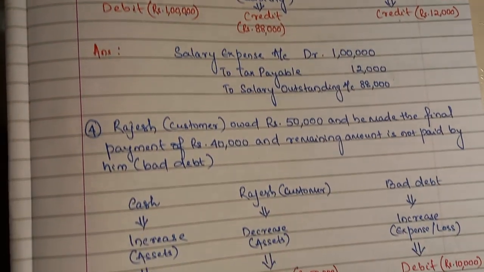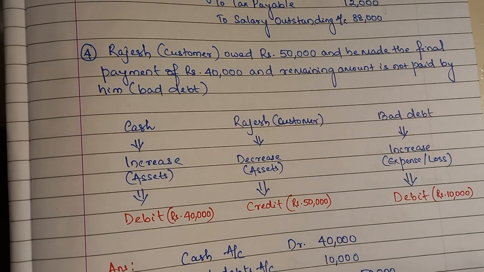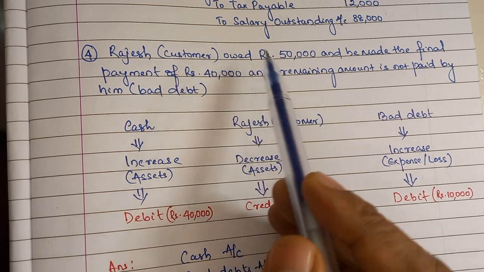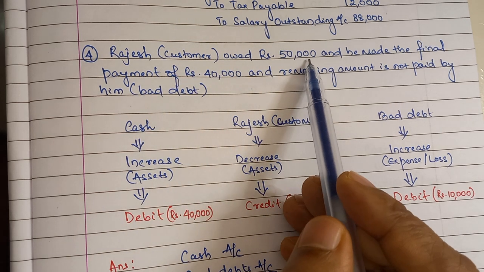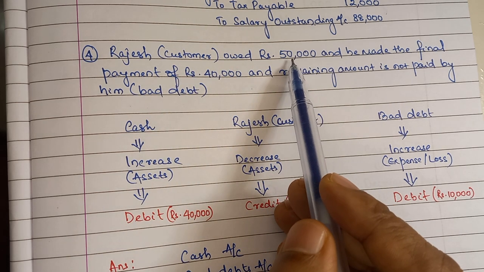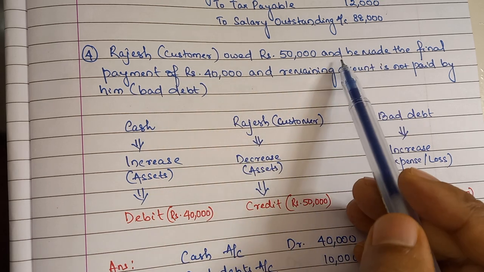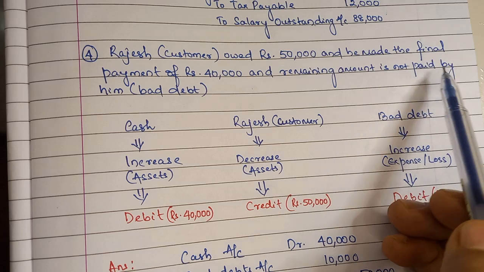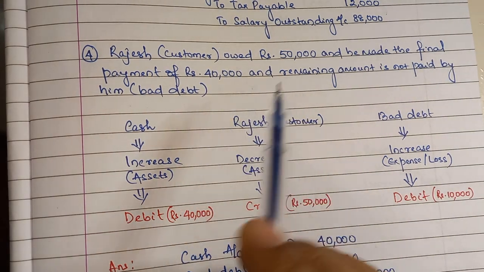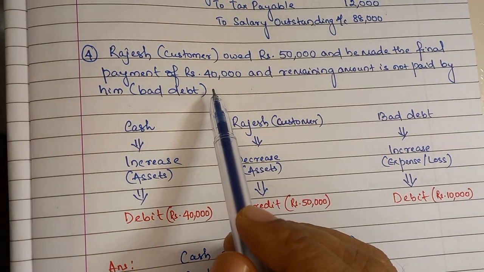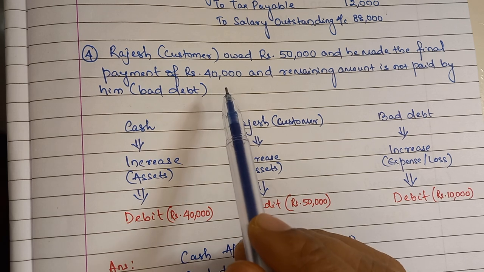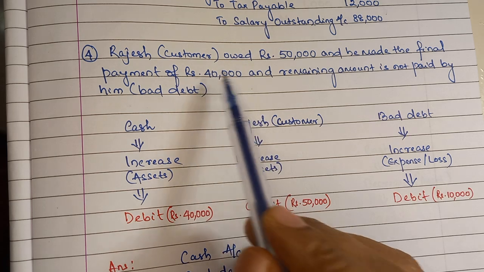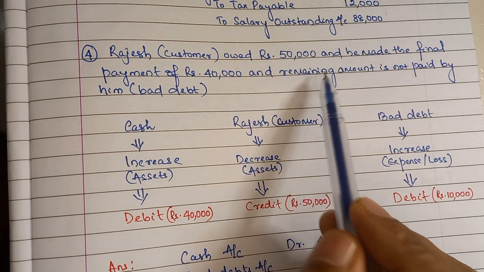Now coming to the next question. Question number 4. Rajesh, customer. Okay, so Rajesh is the customer to the business, owed 50,000 rupees. That means the business has to receive 50,000 rupees from Rajesh, and he made the final payment of 40,000 and the remaining amount is not paid by him. That means the remaining 10,000 is not recoverable. It's bad debt. Bad debt means you are not going to get this money anymore from Rajesh. So the final amount he has paid to the business is 40,000 and the remaining 10,000 is a loss for the business.